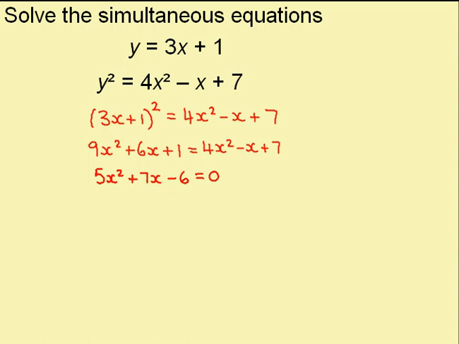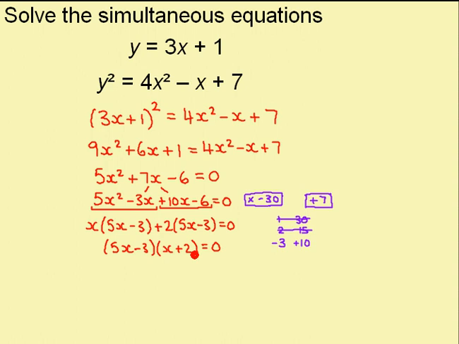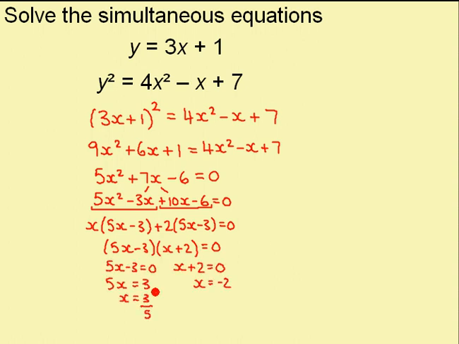Now, in the question, I've not been asked to give my answer to any particular number of decimal places or significant figures. So that means I can assume that now I can factorise this. So that's what I'm going to do next. I factorise in my usual way, and I get this answer here. From this, I can now find two values for x. So these are my two values for x.